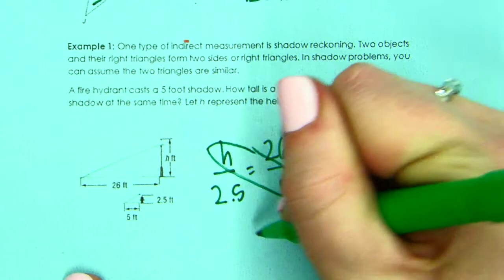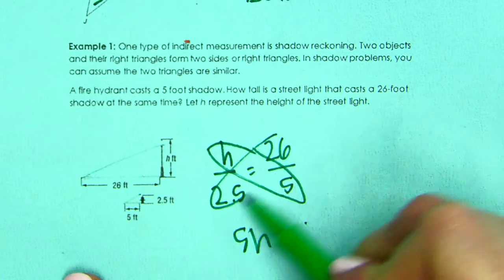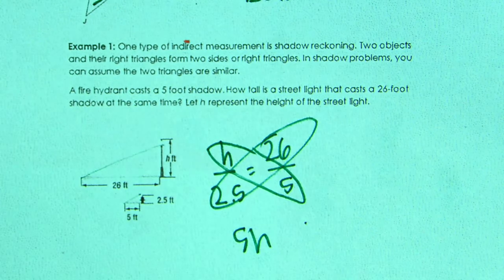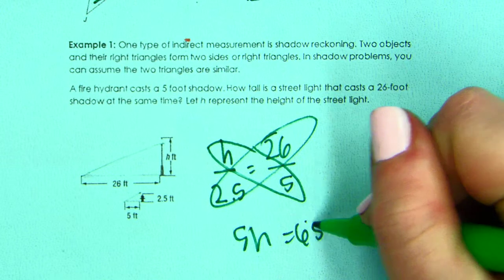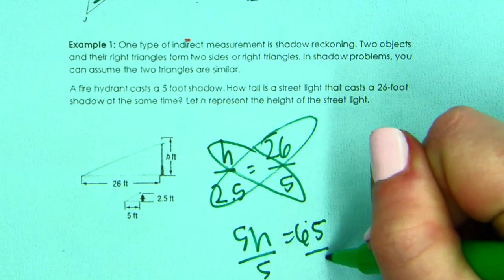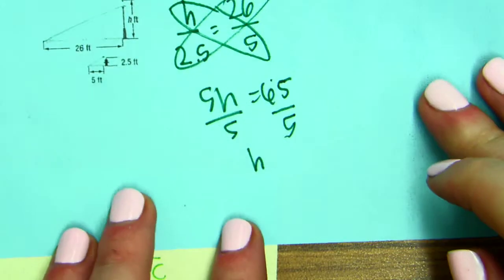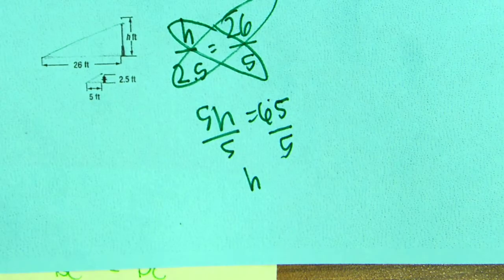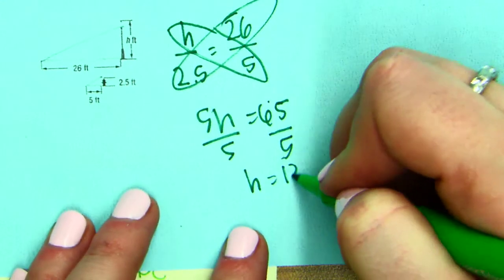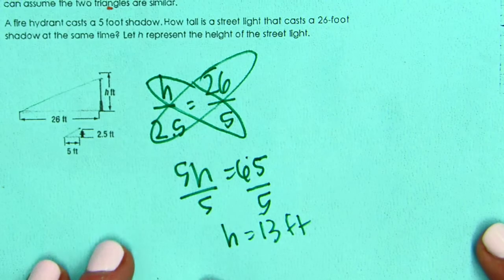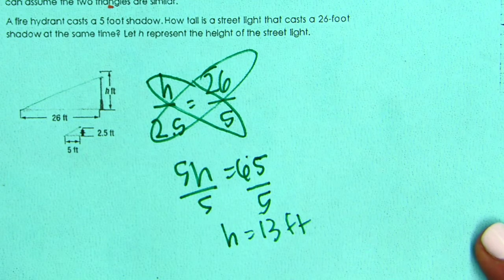So I have 5 times h equals 26 times 2.5, which is 65. And then I divide by 5 to get h by itself. So I get h is equal to 13. So the height of the lamppost is 13 feet. I'm just going to do one more of these. So we're going to do example 2 up here.